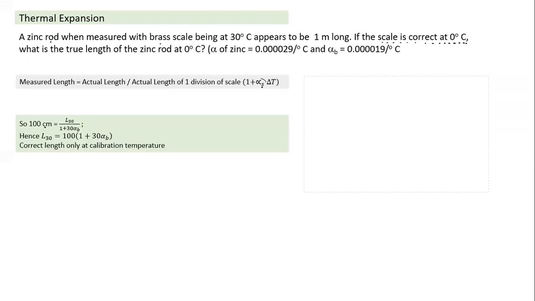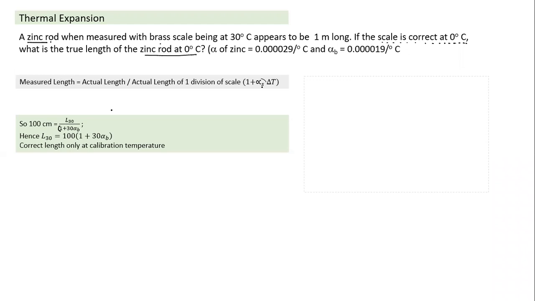Okay, so I'm just substituting the values here. This is the measured value. What is given? 100 centimeter, 1 meter long. I put it in centimeters, as the options are also given in centimeters. This is the measured length, and it is not the actual one. What is L30 I have written? L30 is the true or actual length of the zinc rod at 30 degrees. The true length also varies based on temperature. It is divided by 1 plus 30 into alpha of brass, for one division of the brass scale. Here L30 is the length of the zinc rod at 30 degrees centigrade. We want to find the true length of the zinc rod at 0 degrees.